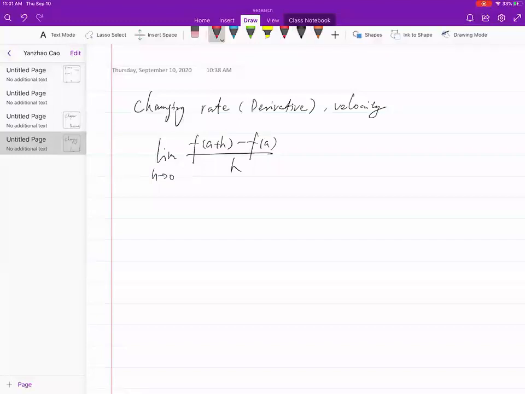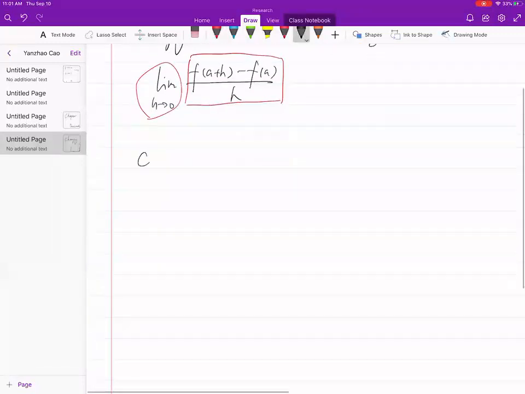Everything here is easy. It's just algebra. The harder part, which we don't know yet, is how to take the limit. How do you think about whether h is 0 or not 0? And how do we do the computations? That will be the main theme of the following chapter, chapter 2. Limit.